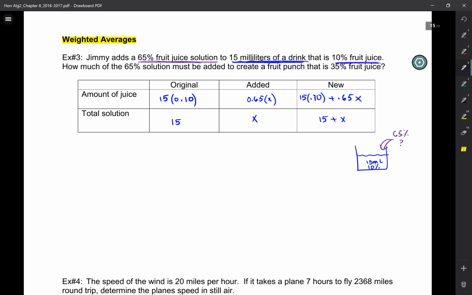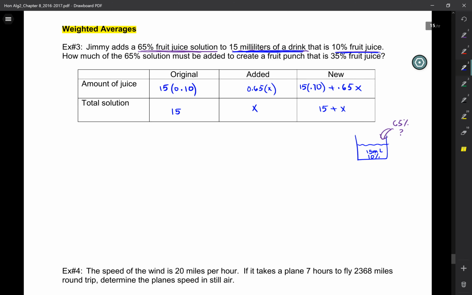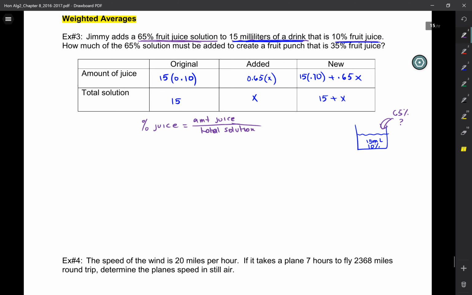Okay? So, it says how much of this should be added to create a fruit punch that is 35% fruit juice. So let's just talk about this percentage of the juice to begin with. What is the percentage of the juice anyway? How do you calculate how much percentage of the juice there is? Well, it's the amount of juice over the total solution. If you have 100 milliliters and 10 milliliters of that is fruit juice, how many percent is that? 10%, right? So that's how we calculate it.